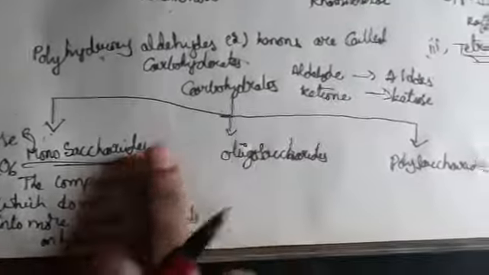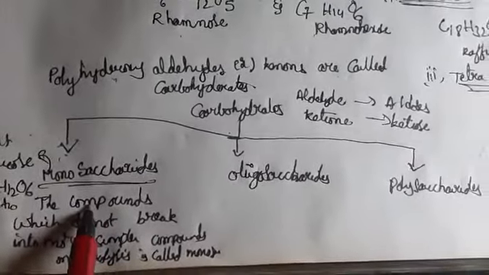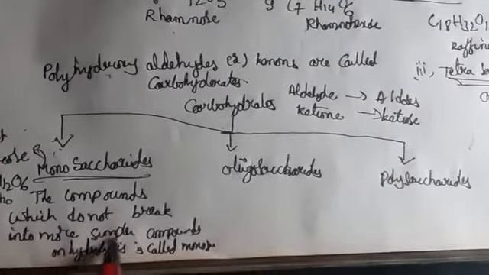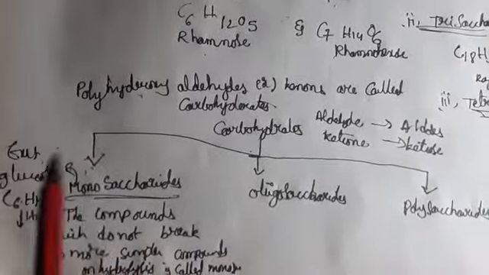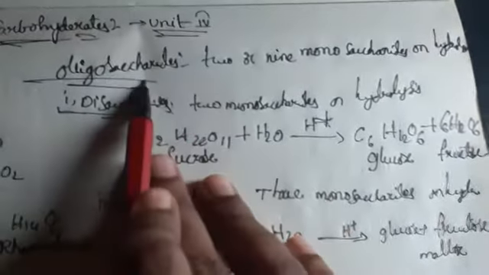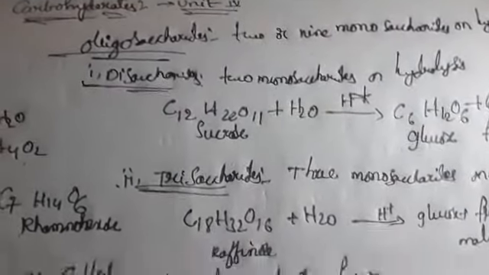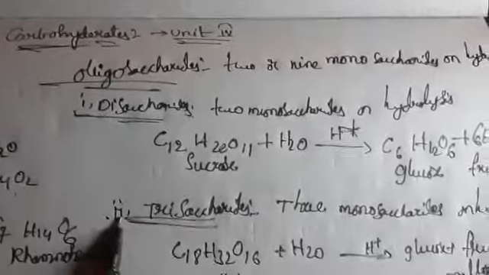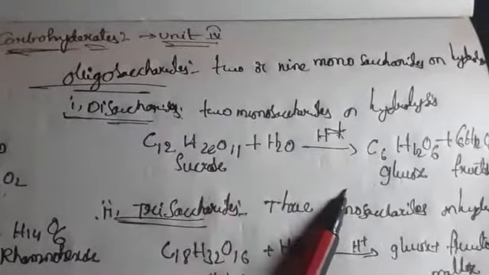See, carbohydrates are classified into 3 types, that is monosaccharide, oligosaccharide, polysaccharide. Monosaccharide means what? The compounds which do not break into more simpler compounds on hydrolysis, we call it as monosaccharide. Example we can take glucose and fructose. Coming to oligosaccharides, which will give 2 to 9 monosaccharides on hydrolysis, we call it as oligosaccharides. It is divided into 3 types, that is disaccharides, trisaccharides and tetrasaccharides. Disaccharide means it will give only 2 monosaccharides. Example we are taking sucrose on hydrolysis.